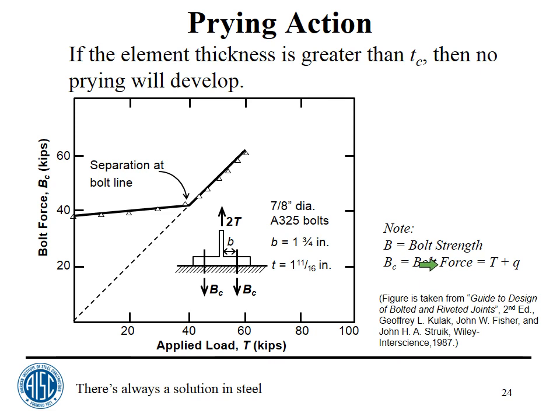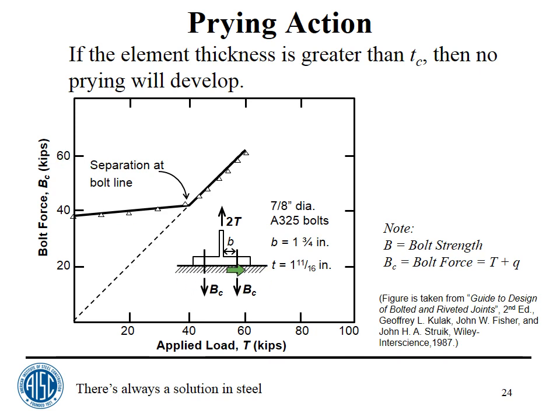This shows you what's happening. If I have a pretension bolt, say this is a 7/8 diameter bolt, the pretension is 39 kips. Very little additional load is put in the bolt until you reach the point where separation takes place. At this point, the pretension is essentially overtaken by the applied load. So you can see, say, at 60 kips applied load, you'd have about 60 kips bolt force. B sub C being the bolt force here.